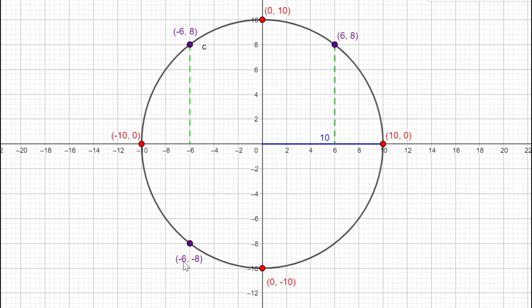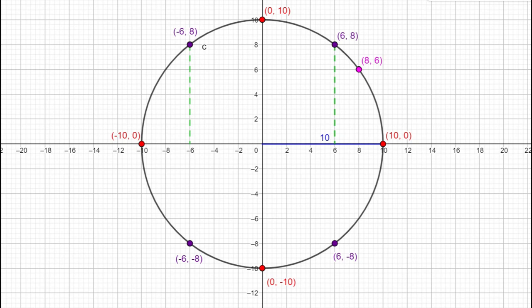Now let me change the sign of the x coordinate once again. So we get another point on the circle, which is (6, minus 8). Because root of 6 square plus minus 8 square is 10 again. So we got 4 more points by changing the sign of the coordinates. Since root of 6 square plus 8 square is equal to 10, root of 8 square plus 6 square is also equal to 10. That means the point (8, 6) is also on this circle.